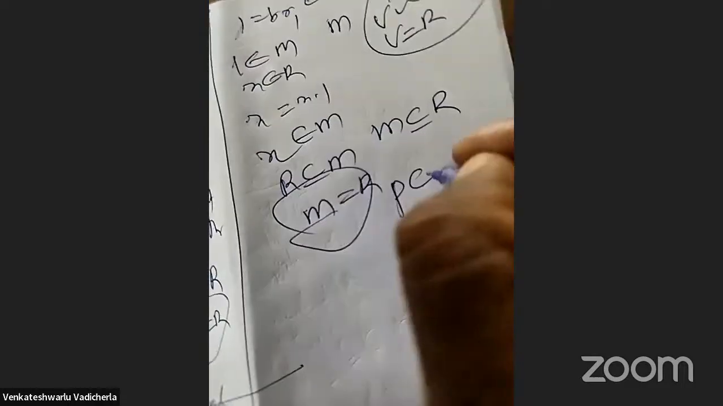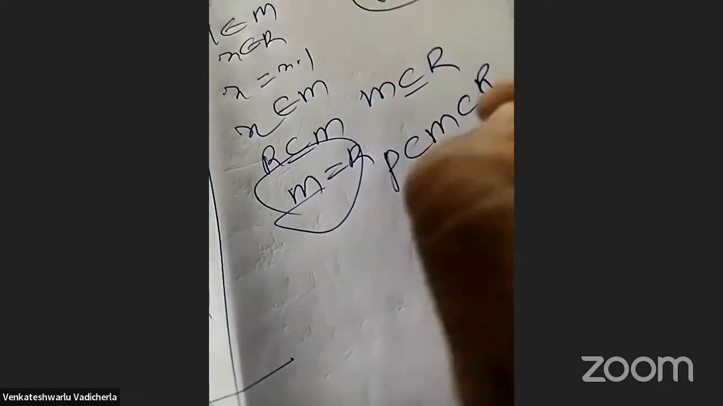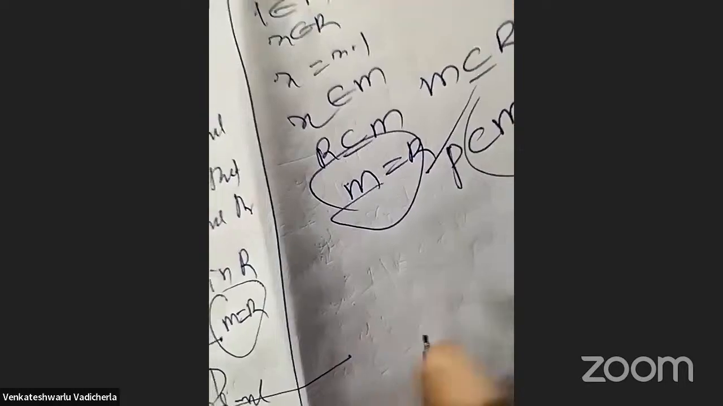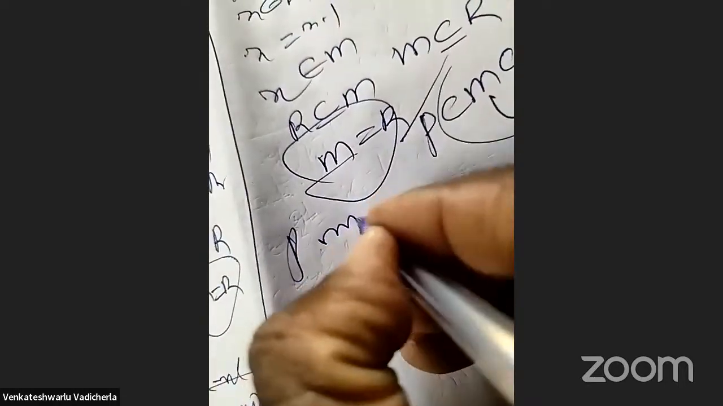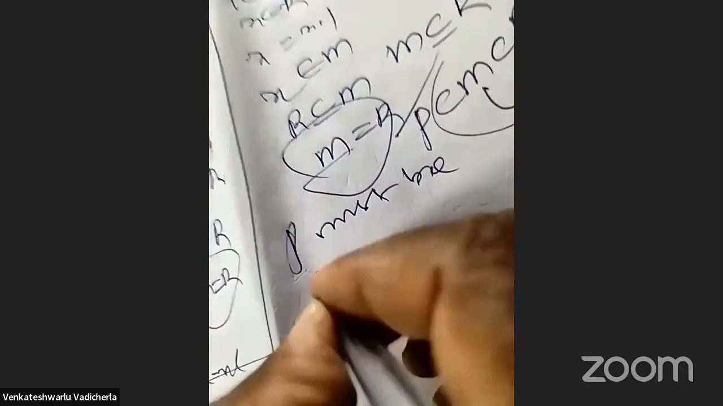So we take P a subset of M a subset of R, and we have to prove M is equal to R. Then P is called a maximal ideal. So P must be a maximal ideal.